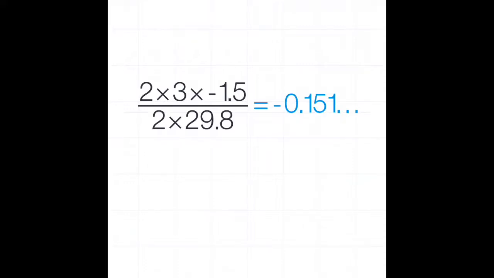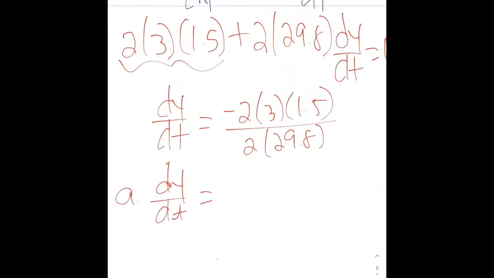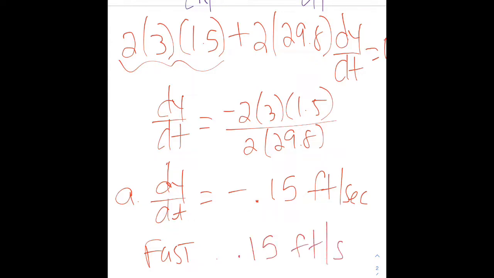So that means that dy dt is negative 0.15 feet per second. But the question was asking for how fast, so the top of the ladder is moving at 0.15 feet per second.